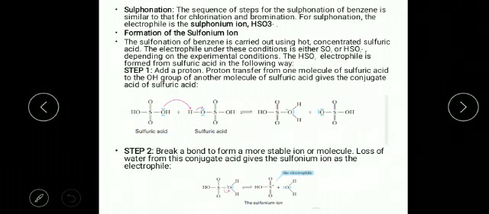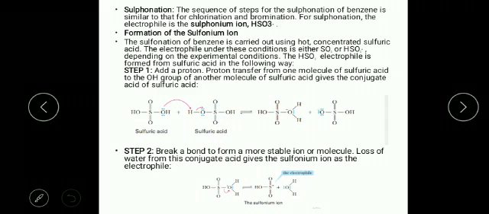Dear students, today we will discuss sulfonation and Friedel-Crafts alkylation and Friedel-Crafts acylation reactions. All are electrophilic substitution reactions. We already discussed nitration and halogenation in previous classes. So sulfonation also has the same steps of electrophilic substitution as halogenation and nitration.